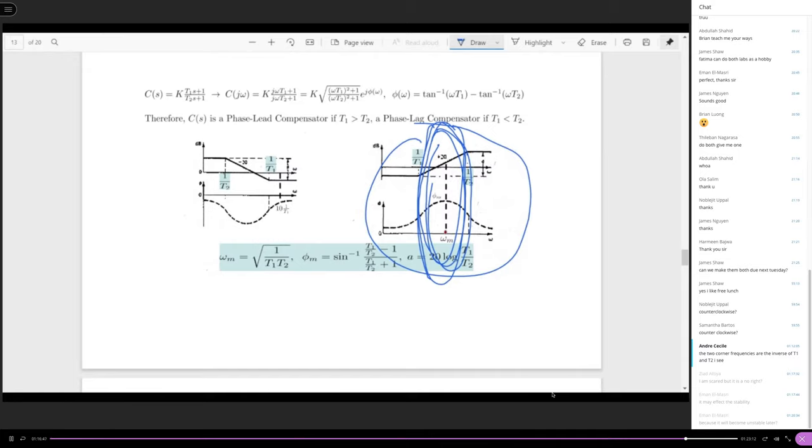On the other hand, for the phase lag compensator, can you tell me, should I be interested in this range? Someone tell me. If you can answer it correctly, we're going to wrap up the class. If you don't answer or answer incorrectly, we're going to continue. Someone please.